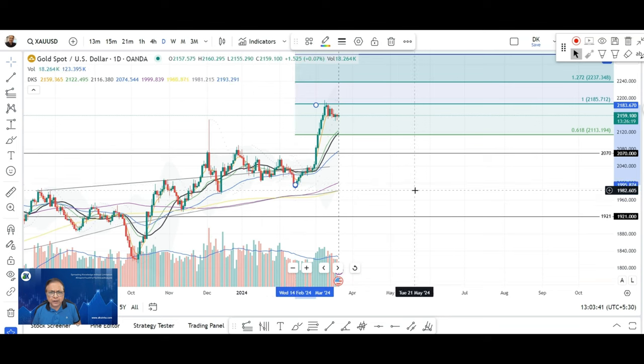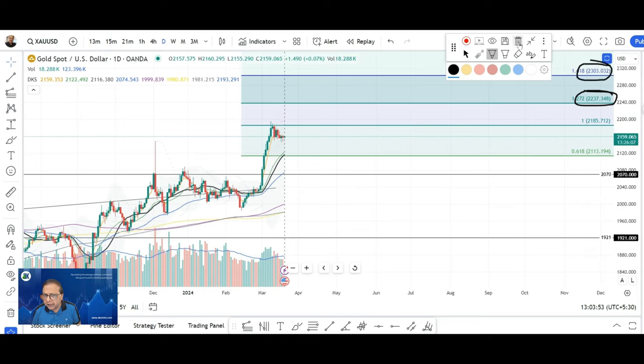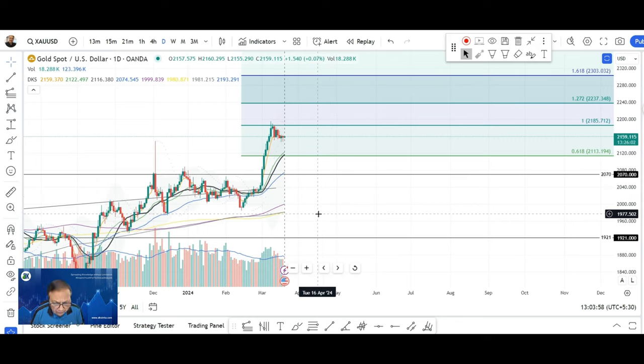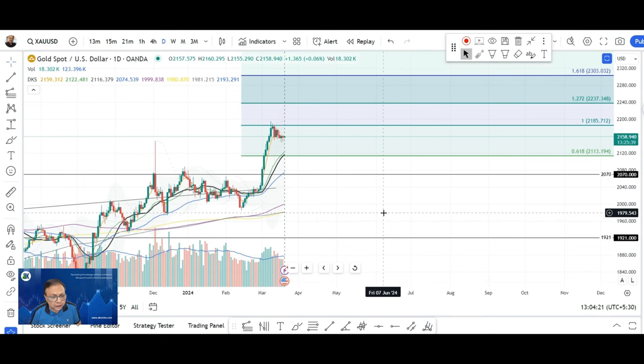So if I take a reference of this impulsive wave and project the next immediate target, it could potentially be $2,237 and then $2,303. Why am I calculating the target in different ways? Because the target of any chart pattern or any technical study is the minimum expected objective. So considering the current market action, this area of 2000 to 2070 becomes a good support, while risk is less and the reward potential could be high.